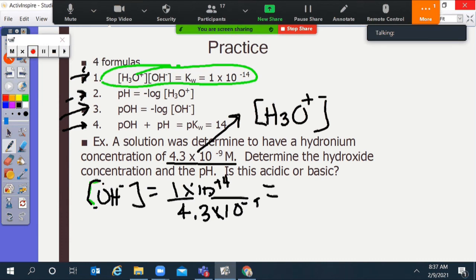Apparently I'm taking a long time calculating. I'm not sure what's happening. I think in my notes I had used the wrong number for my exponent, so I'm recalculating. But I get 2.3 times 10 to the negative 6 molar. So that's the concentration of hydroxide, which is what they wanted.